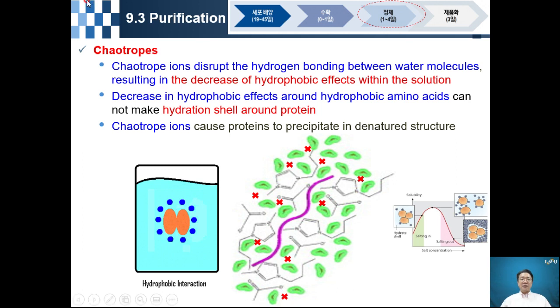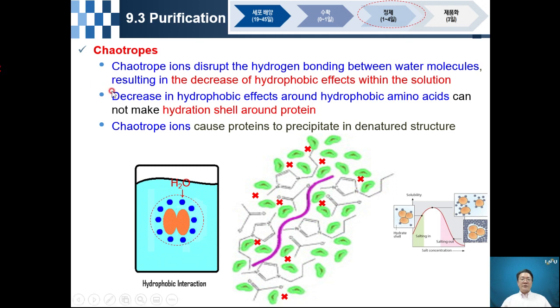It results in a decrease of the hydrophobic effect within the solution, which means a decrease in the hydrophobic effect around the hydrophobic amino acids. So the ions cannot make the hydration shell around the proteins. When the hydrophobic interaction is high, proteins can combine together like this. This is water, and this is what we call the hydration shell.